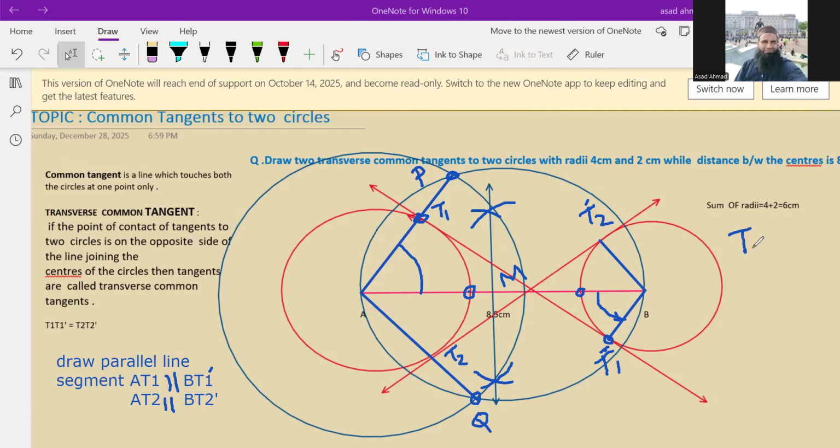So T1 to T1 dash is the first tangent. You can measure their lengths, they should be the same. It should be equal to T2 T2 dash, lengthwise they should be the same. So this is how you have to draw the transverse common tangent. You can see and you can draw it yourself. I hope you have understood the question.